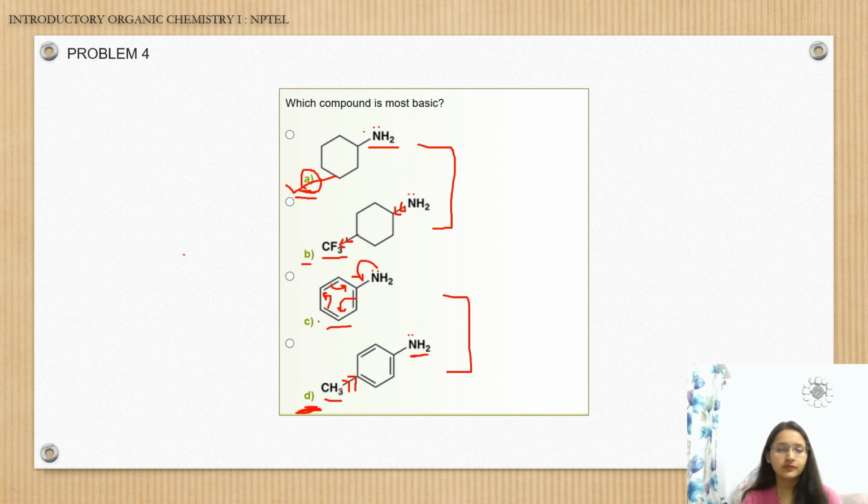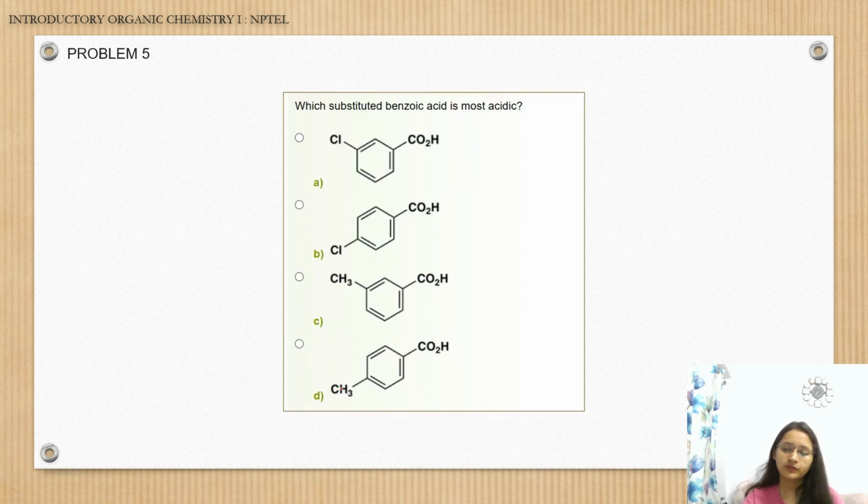So has everyone understood this answer? Is this particular problem clear to all of you? If it is clear, then I'm moving towards problem number 5, right? So now in problem number 5, they are asking which substituted benzoic acid is most acidic. Now you have to answer which substituted benzoic acid will be the most acidic.